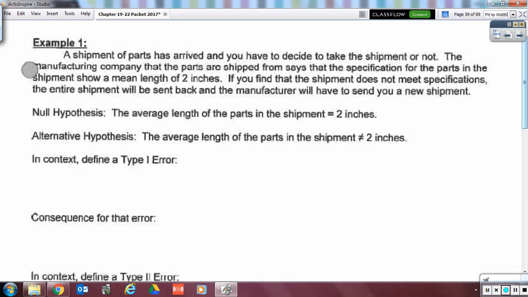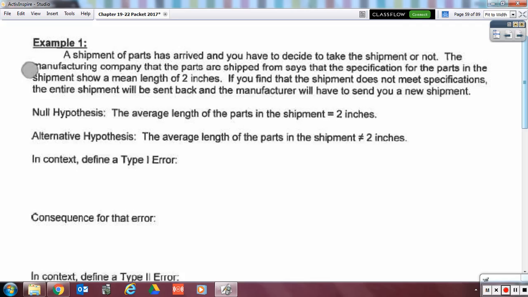Okay. A shipment of parts has arrived, and you have to decide to take the shipment or not. So you are the gatekeeper at your company. Kind of like Rita and the Lay's potato chips, they would do the 150-pound sample of potatoes and decide to take the whole truck shipment or not based on that sample of 150 pounds.